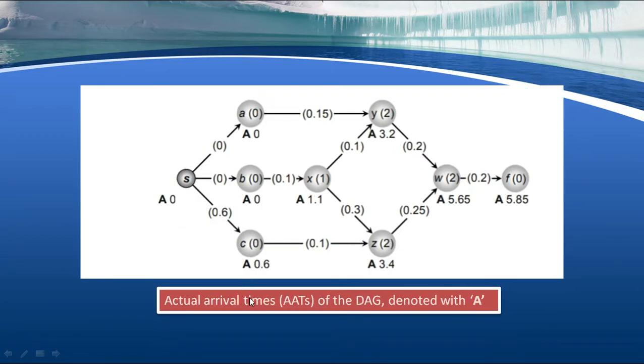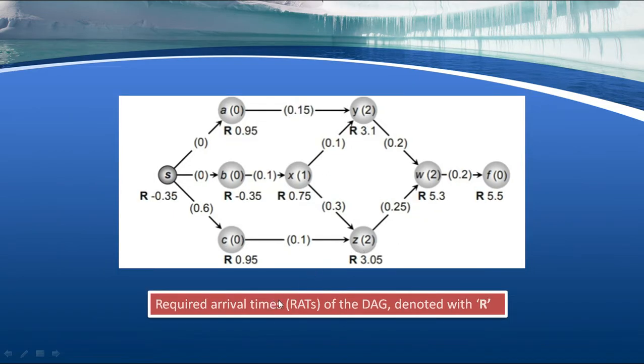And then the actual arrival times of the DAG are denoted by A. See, this is A0, A0, A 0.6. It reaches here at 0.6 time, and from there we look at the arrival times. So we are measuring arrival times here. Then the required arrival time of the DAG is denoted by R. This is 0.95, this is minus 0.35. So the actual arrival time is this much, and this is the required arrival time.